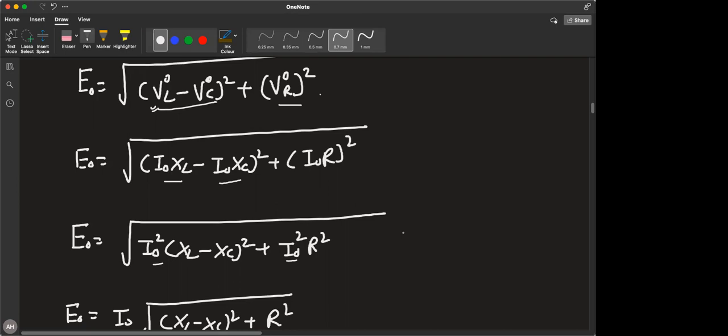So all of you just keep this in mind. If you have V naught L, V naught C, and V naught R, and I ask you to calculate the total voltage, then please don't add them up algebraically. They're not scalar quantities. They don't behave like scalars. They behave like vectors.